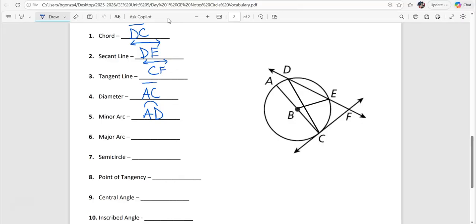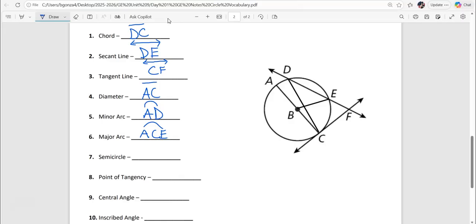Okay, now major arc. What 3 letters go more than half of a circle? ADE is not more than half. ADC is not more than half. So let's go the other way. ACE. Do you agree that ACE goes more than half of a circle? I would say yes. So let's go ACE as a major arc.